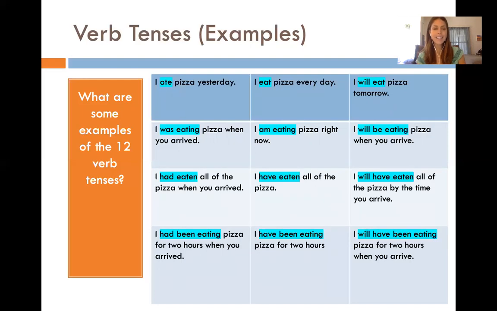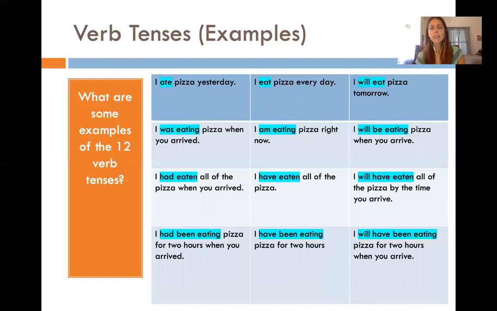And last but not least, I had been eating pizza for 2 hours when you arrived. I have been eating pizza for 2 hours. I will have been eating pizza for 2 hours when you arrive. Now you can see that the past perfect progressive uses the simple past. The future perfect progressive uses the present. Okay, we studied this, we went over this. But yes, so these are examples.